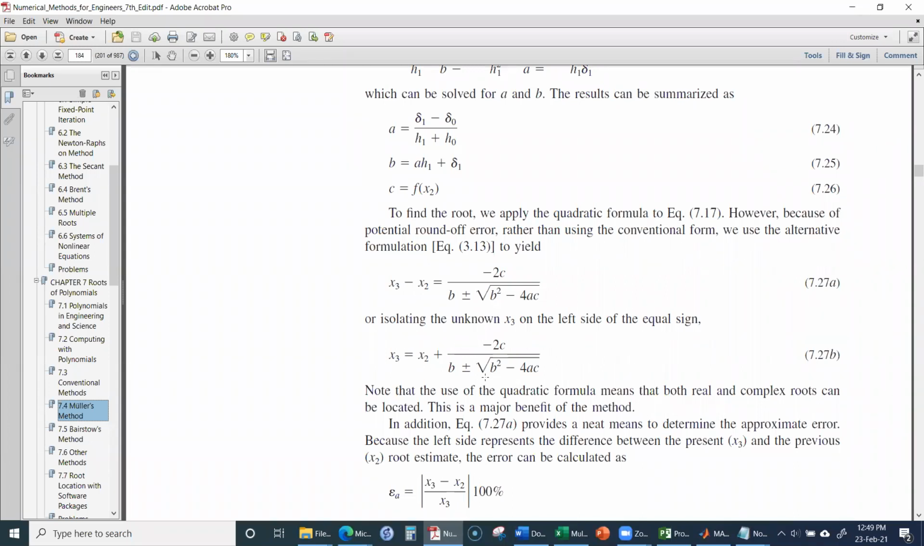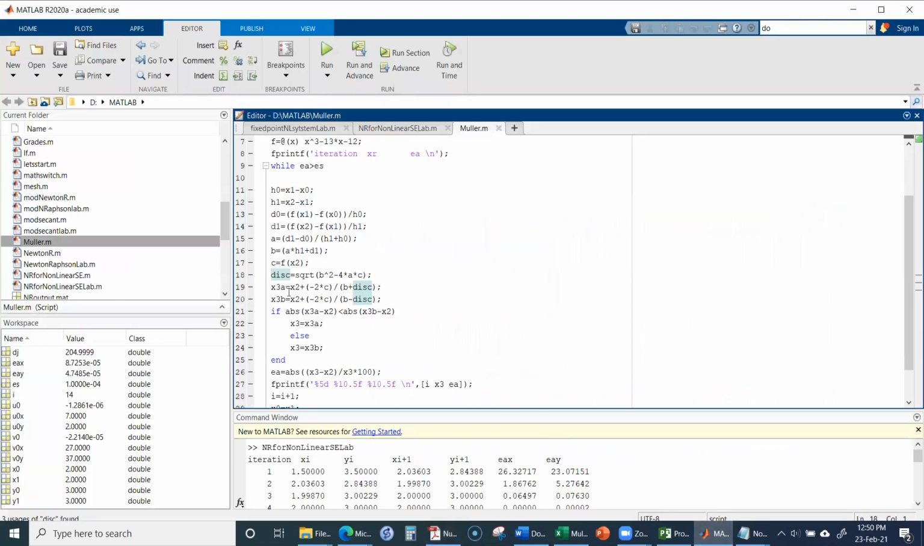Okay, and if you remember, the check is that the calculated value of this x3 should be closer to x2. But because this formula gives us two values of x3, because here it is plus minus, we will compare both values of x3 with x2. Whichever value is closer, that value will be chosen, and then the process will continue. So here we have found the values of A, B, and C.